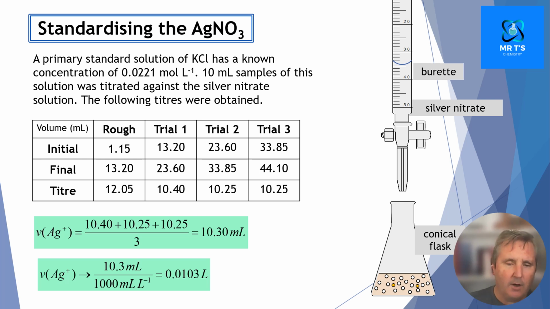I know the volume of potassium chloride I used, because that's how much I pipetted or transferred over, 10 mils. And I know the concentration of the chloride ions. So I know both the volume and the concentration of the chloride ions. So let's go through how we would actually calculate the concentration of silver nitrate when I know these 3 things.